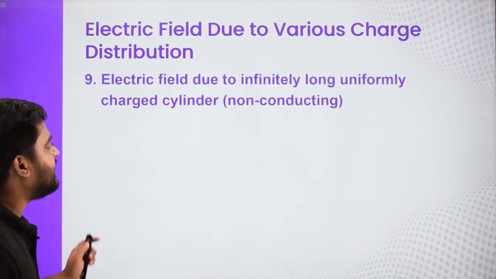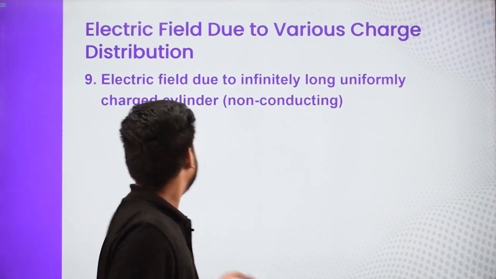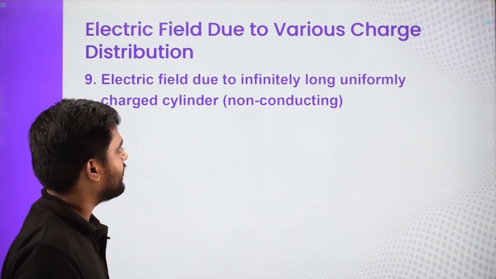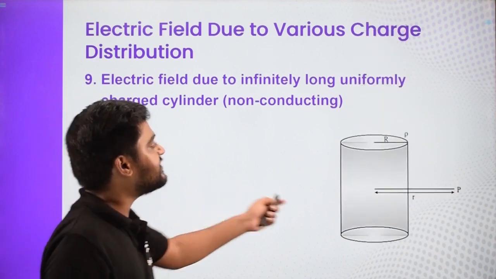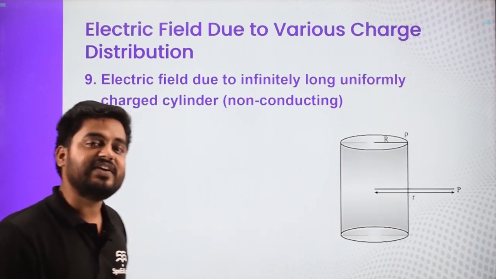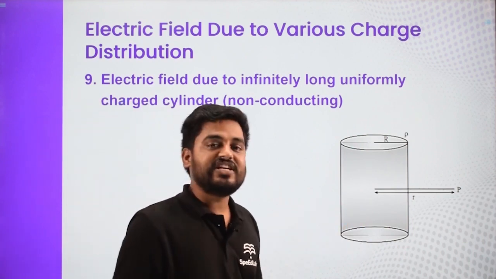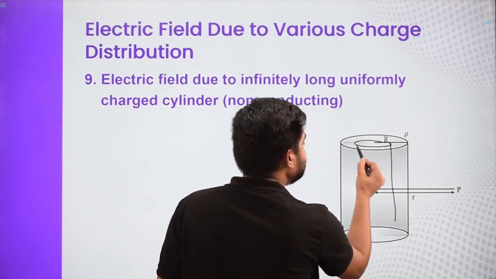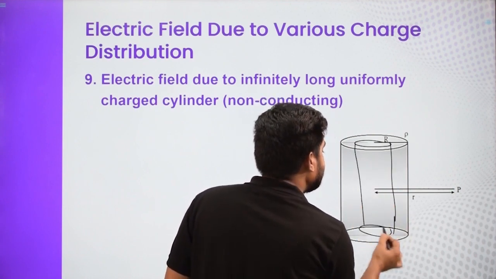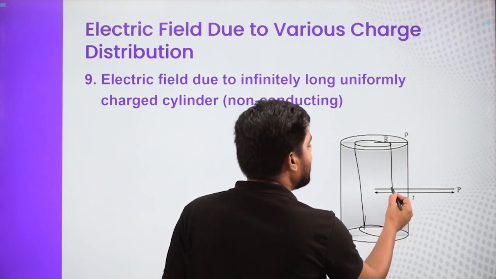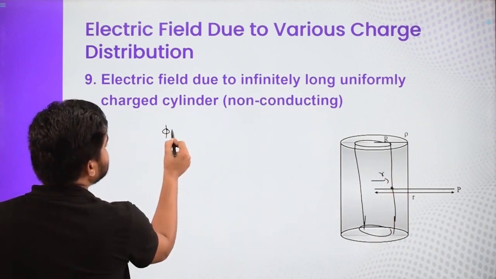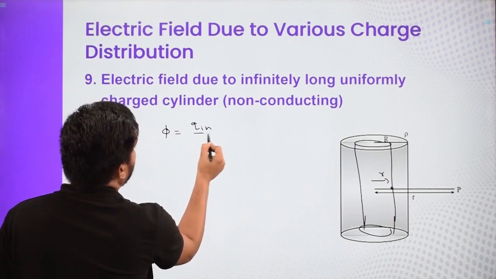Let us discuss the electric field due to an infinitely long, uniformly charged cylinder, and that is non-conducting. So this is a solid cylinder. Previously we had the cylindrical shell. So here, if we are going to again find the field for a point which is inside, in a shell this Q in was 0, but now the case would differ. So let us say this be r. So flux is equal to Q in by epsilon naught.